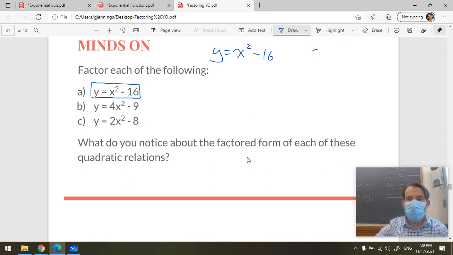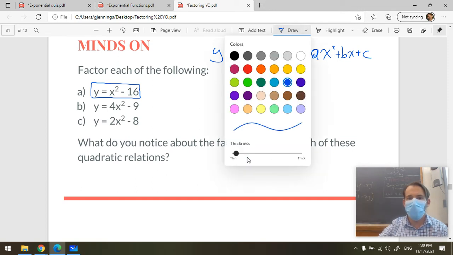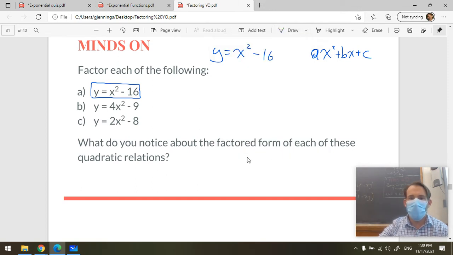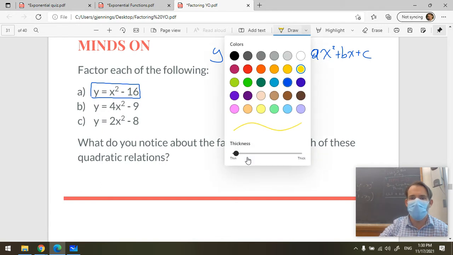Recall that this is the way I draw A in the English language, Mr. Jennings. ax squared plus bx plus c. What's my B value here? 0. Very good. So this has a B value of 0. So what I'm looking for are two numbers that multiply to negative 16 and add to 0. What numbers multiply to negative 16 and add to 0?